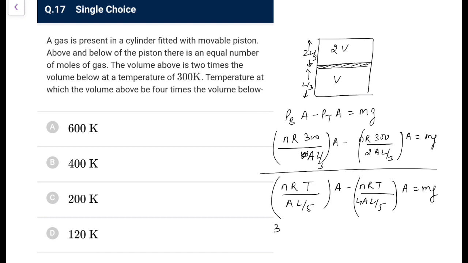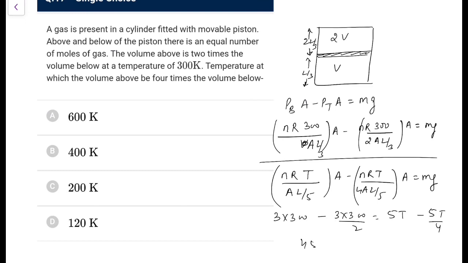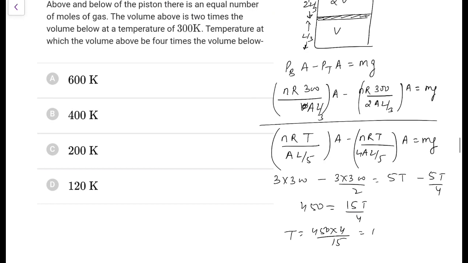So what we will have, 3 into 300 minus 300 into 3 by 2, that would be equal to 5t minus 5t by 4. Okay, so that's a good thing that we have got. So this is 900 minus 450, and this would be 5 minus 5 by 4. 5 minus 5 by 4, if I'm not wrong, yes, it is right. So it would be 20 minus 15, 15t by 4. So t would be 450 into 4 by 15. So this is 30 into 4, 120 Kelvin.